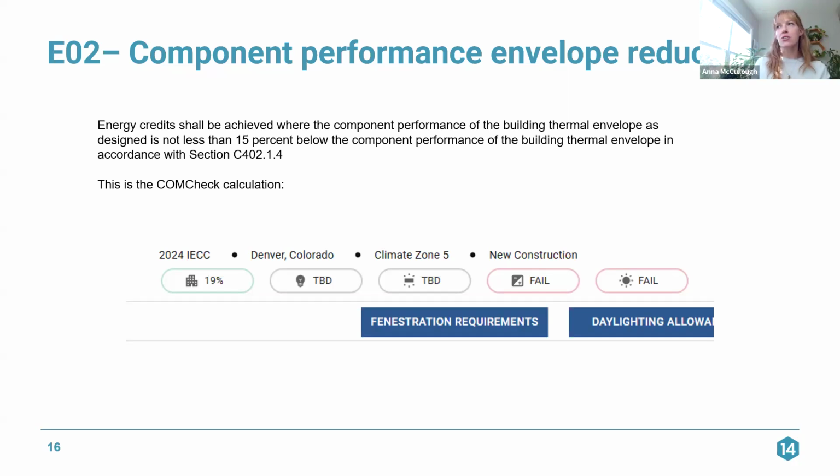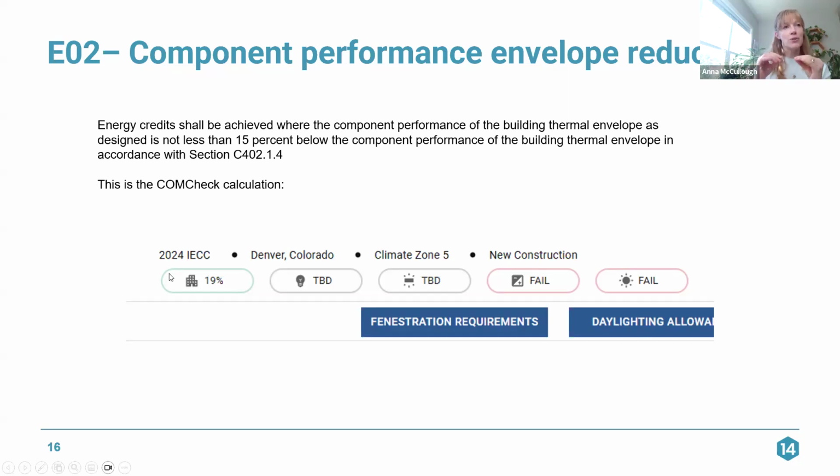The next credit section is E02, component performance envelope reduction. This is where we are looking at the total building UA that we calculate in ComCheck, and we show a certain percent reduction. You have to achieve at least a 15% reduction as compared to the baseline envelope. So I made up a building in ComCheck, and all I did was pop in the envelope, and it had a 19% reduction as compared to the prescriptive requirements. You can see that highlighted here in this little green circle.